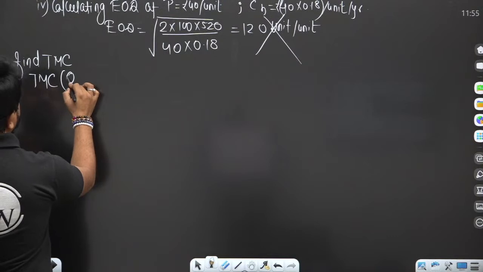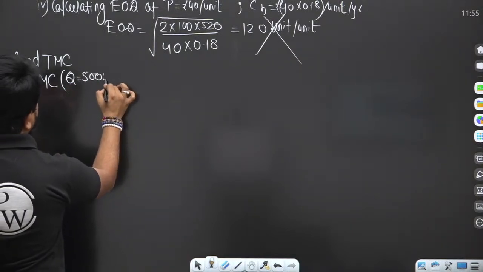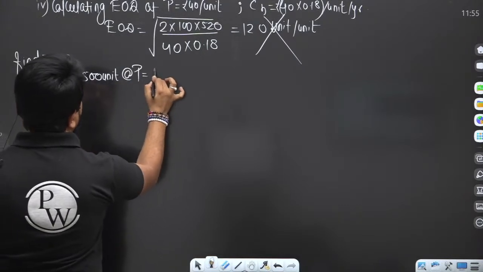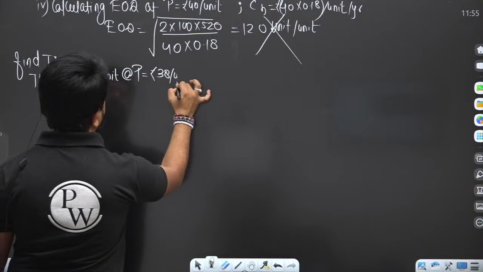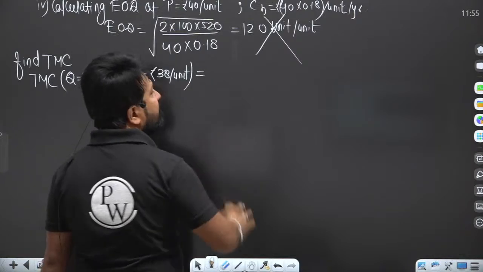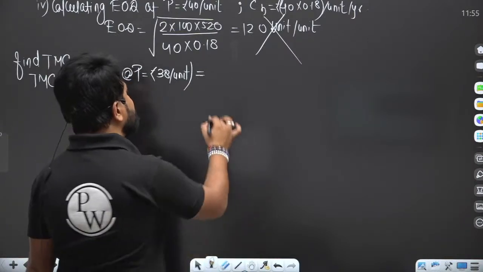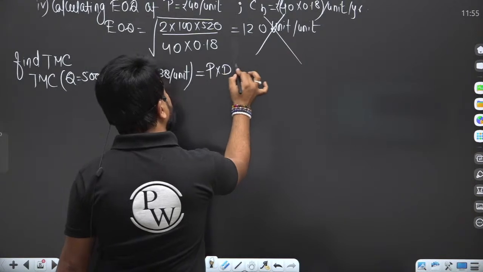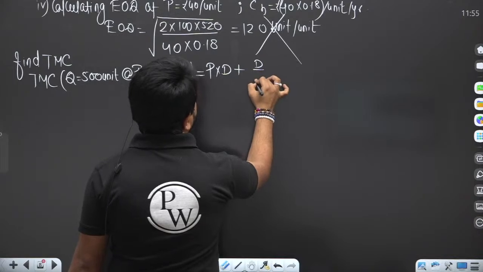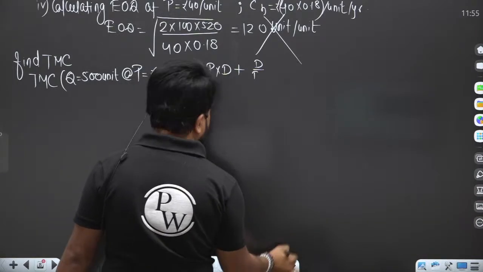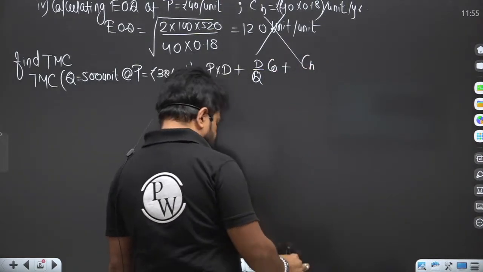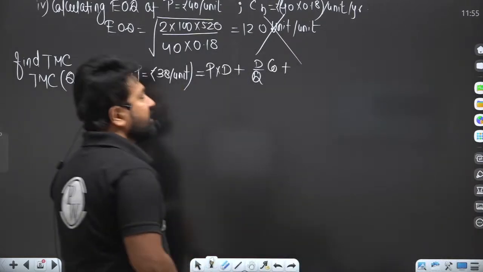So the minimum quantity is 500 units at the purchasing price of 38 rupees per unit. Then what is the total material cost? Total material cost is purchasing price into demand, plus number of orders, D by Q, which is the quantity you order, into C naught, plus CH. Is that right?